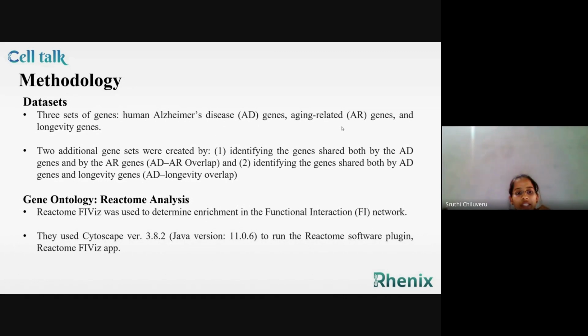And two different additional sets were created based on the previous ones. First, they identified the genes which were shared by both the AD genes and the AR genes. They were considered as AD and AR overlap. And the second one was the identification of the genes shared by both AD genes and longevity genes. They are AD and longevity overlap.